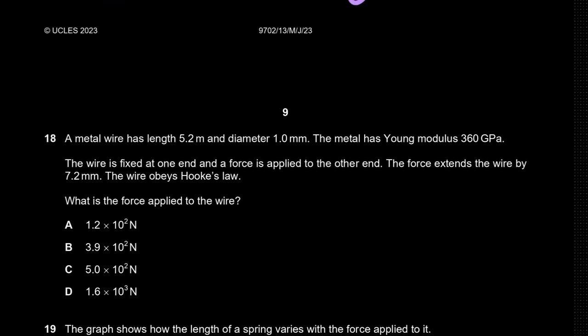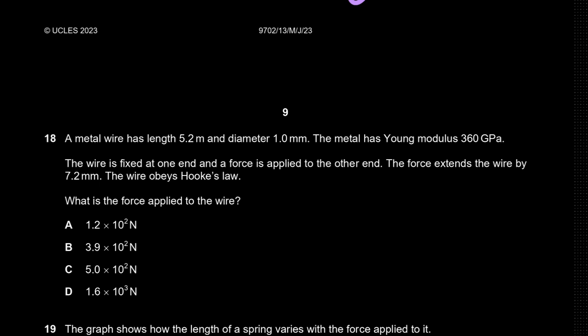Question number 18. A metal wire has length 5.2 meters, diameter 1 mm. The metal has Young modulus 360 gigapascals. The wire is fixed at one end and a force is applied to the other end. The force extends the wire by 7.2 mm. The wire obeys Hooke's law. What is the force applied to the wire?